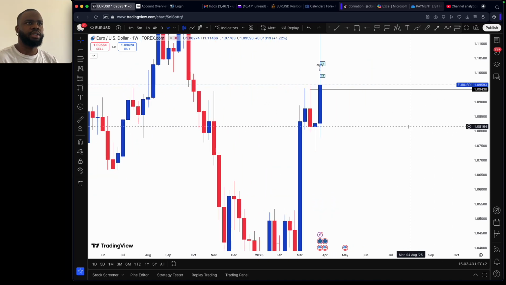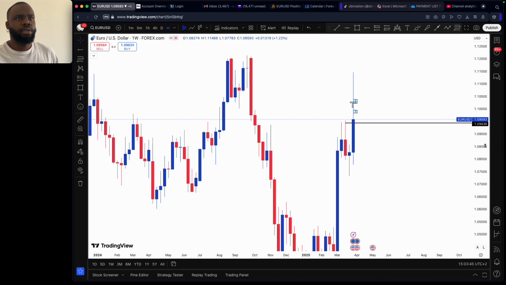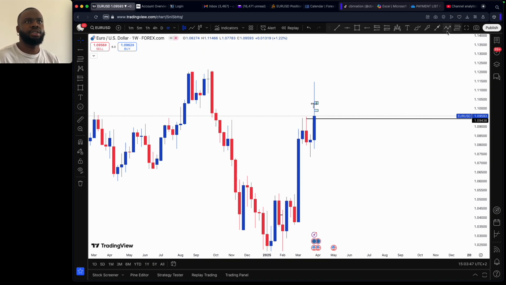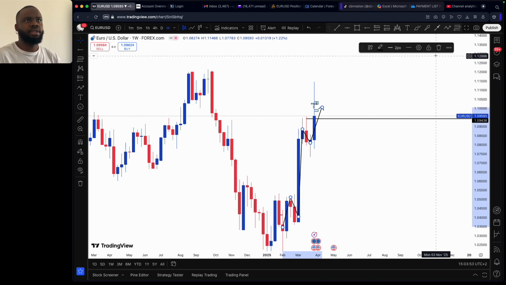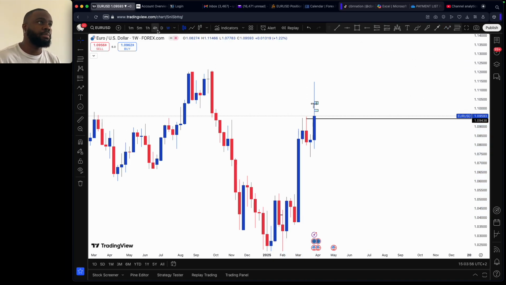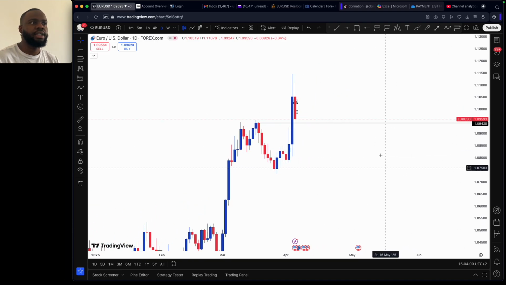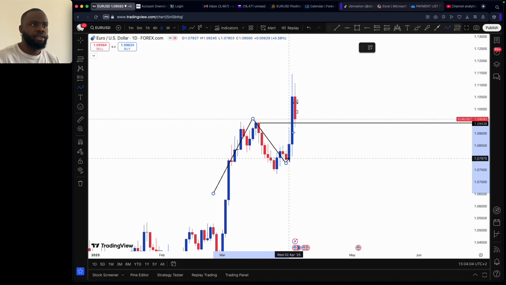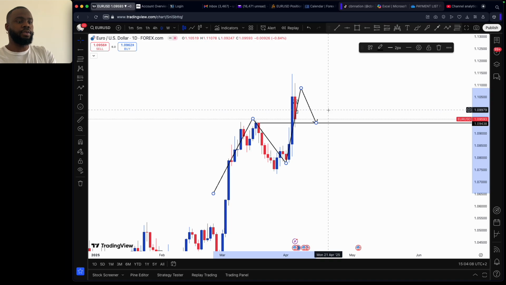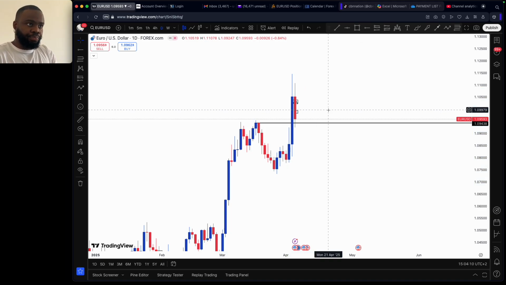So this is the weekly time frame right here. On the weekly time frame, you can see the weekly has closed bullish on Euro USD, which makes the weekly bullish. Then going down to the daily, you can see the daily also closed bullish and is also retesting the area of interest for the daily.